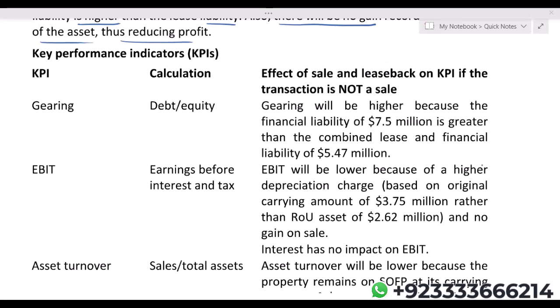Please check this. Key performance indicator gearing, debt upon equity. Effect of sale and leaseback on key performance indicator if transaction is not a sale. Gearing will be higher because the financial liability 7.5 million is greater than the combined lease and financial liability. I hope it is clear. The discussion on gearing. Please quickly reply. We did discuss the same thing. Student, please comment on that. Is this clear? The impact on gearing ratio.